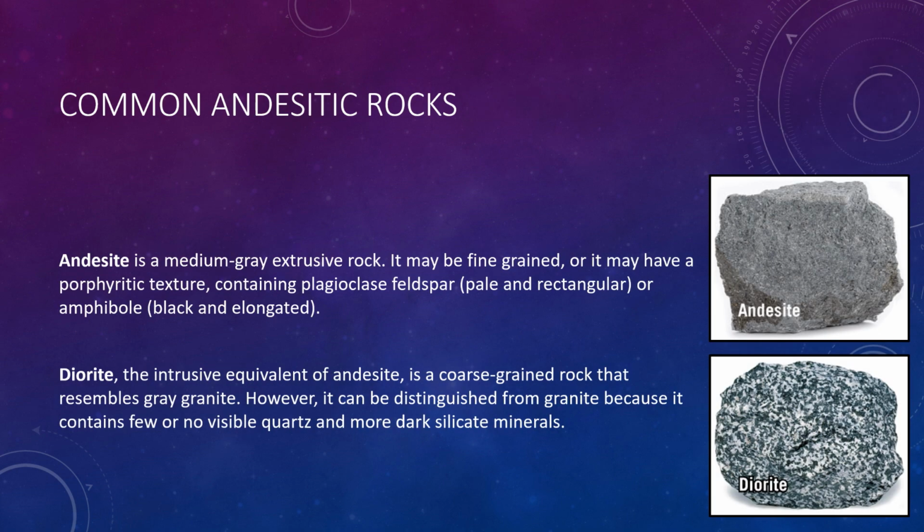Andesite is a medium gray extrusive rock. It may be fine-grained or it may have a porphyritic texture, often with phenocrysts of plagioclase feldspar or amphibole. Andesite is a major constituent of many of the volcanoes that are found around the Pacific Rim, including those of the Andes Mountains and the Cascade Range. Diorite, the intrusive equivalent of andesite, is a coarse-grained rock that resembles gray granite. However, it can be distinguished from granite because it contains few or no visible quartz crystals and has a higher percentage of dark silicate minerals.